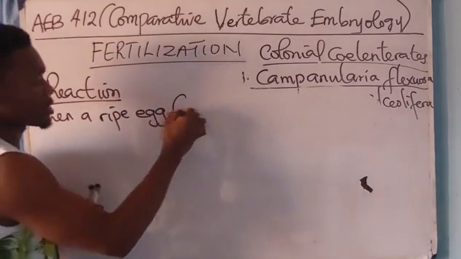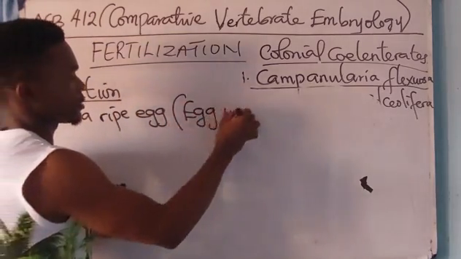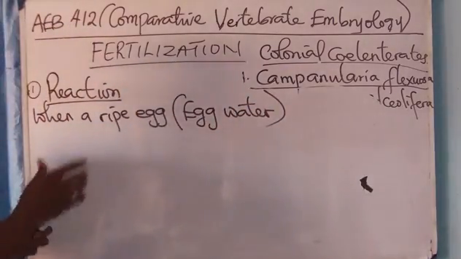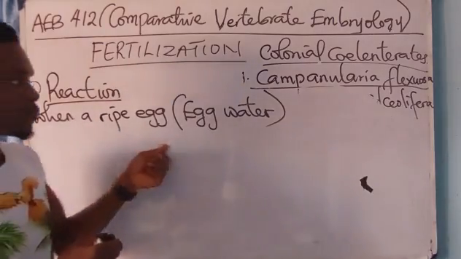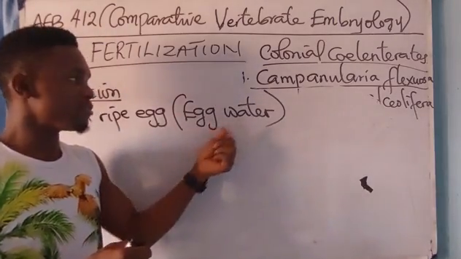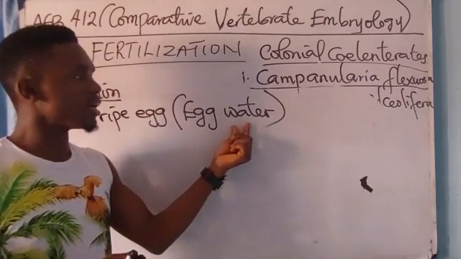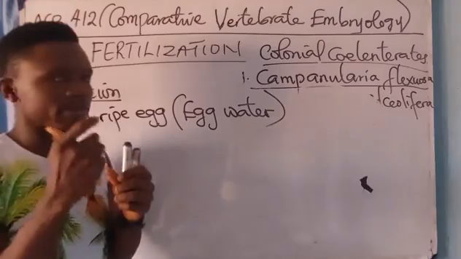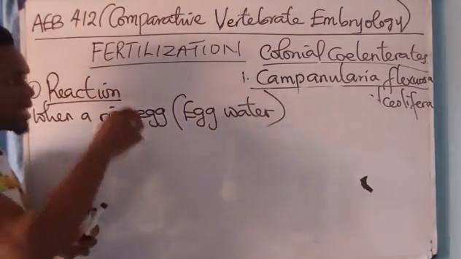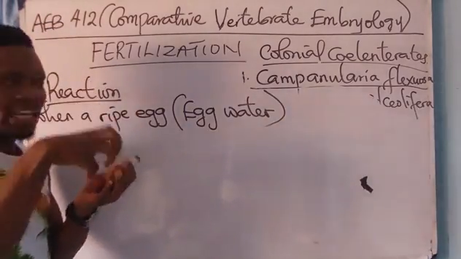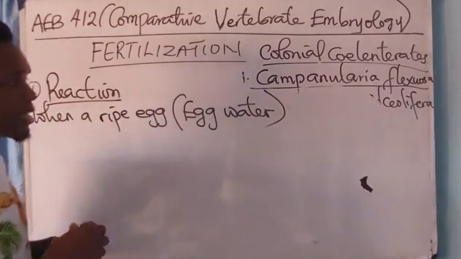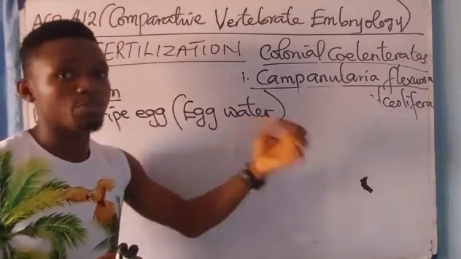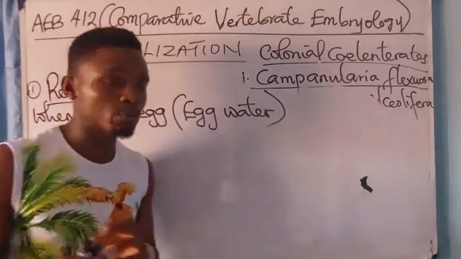Egg water. In the presence of a ripe egg, another name for ripe egg is what? Egg water. What is the meaning of egg water? Egg water means water having a ripe egg lying in it for some time, of the same species. It is water in which ripe eggs of the same species are found lying for some time.